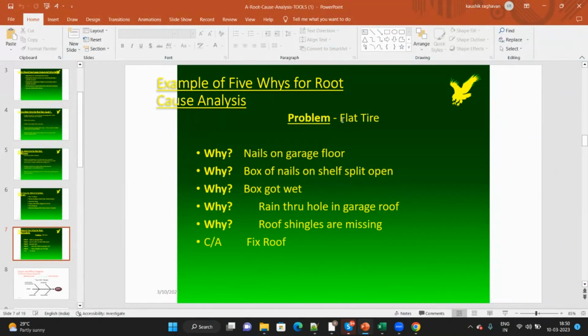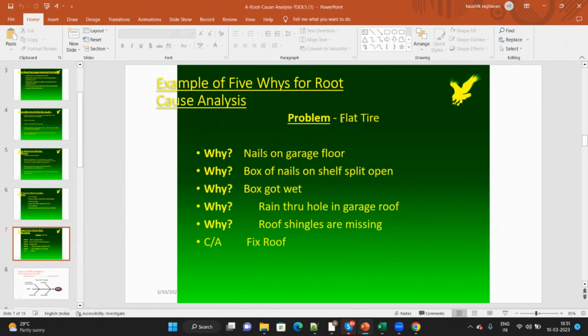So the problem is the car tire was flat, which means the tire was punctured. Okay. So when we try to identify what is the reason, one reason is there could be some nails on the floor. This looks like a car that was in the mechanic shop or garage, right? So one reason is there could be nails on the floor. Why did the floor have nails? That is because the box of nails on the floor was left open.